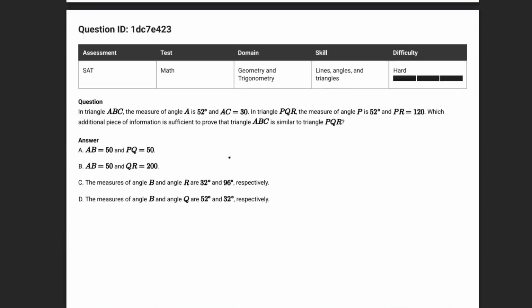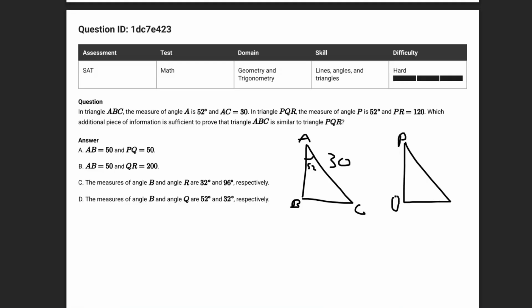Next question. In triangle ABC, let's draw it out. It says angle A is 52, AC is 30, and BC. And PQR, draw it like this. Measure of angle P is also 52. And PR is 120. Which additional piece of information is sufficient to prove that ABC is similar to triangle PQR?